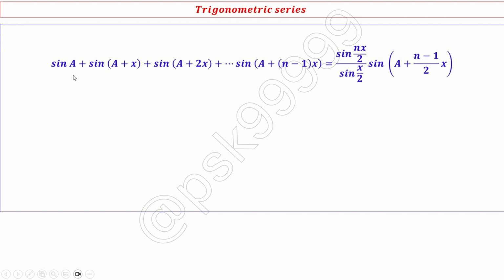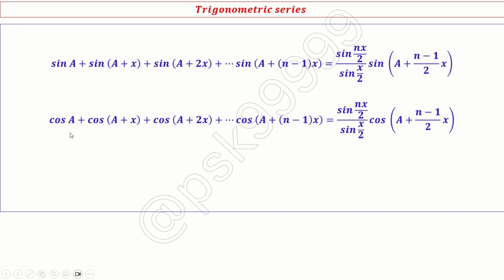This is very simple. You have angles in arithmetic progression: a plus x, a plus 2x, up to a plus (n minus 1)x. The angles are in arithmetic progression, and the trigonometric ratio, sine, is in summation, not product, which is equal to sine(nx by 2) divided by sine(x by 2) into sine of (a plus (n minus 1) by 2 into x). I'm sure this is easy to remember.